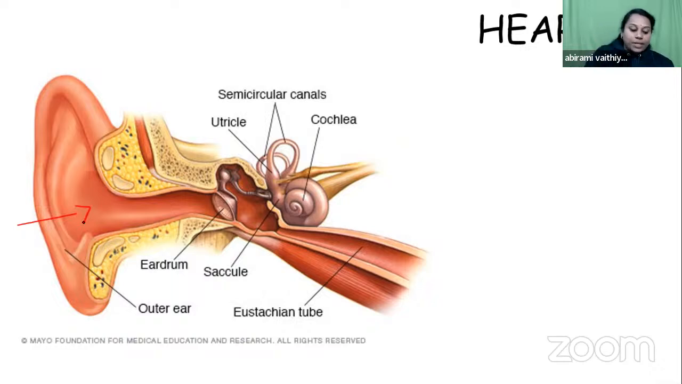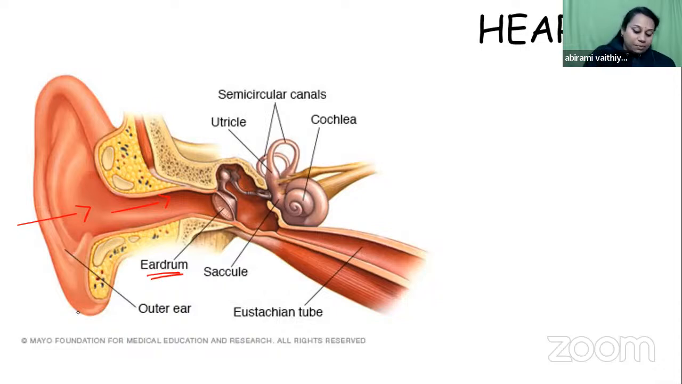the sounds pass through the external auditory canal. Then it touches your tympanic membrane, the eardrum. The tympanic membrane is going to vibrate now because of these sounds. Tympanic membrane is in contact with the ear ossicles, malleus, incus, and stapes, the ear bones. So this is going to vibrate your ear bones. That is in contact with the inner ear. So this transmits the sound vibrations into the inner ear.